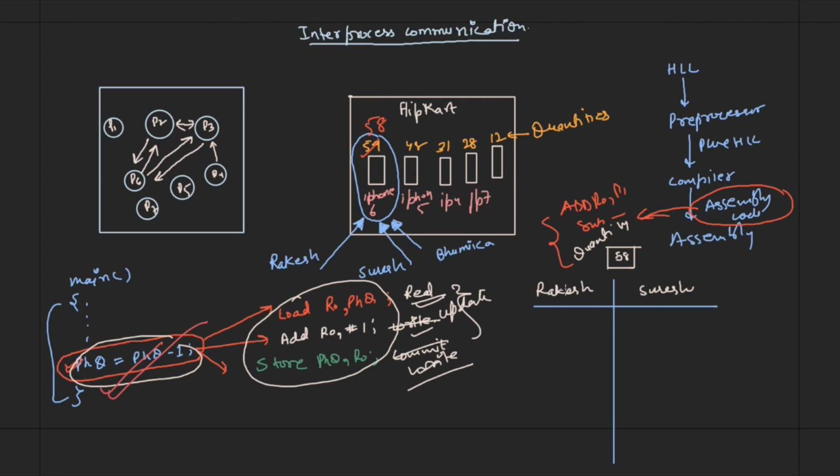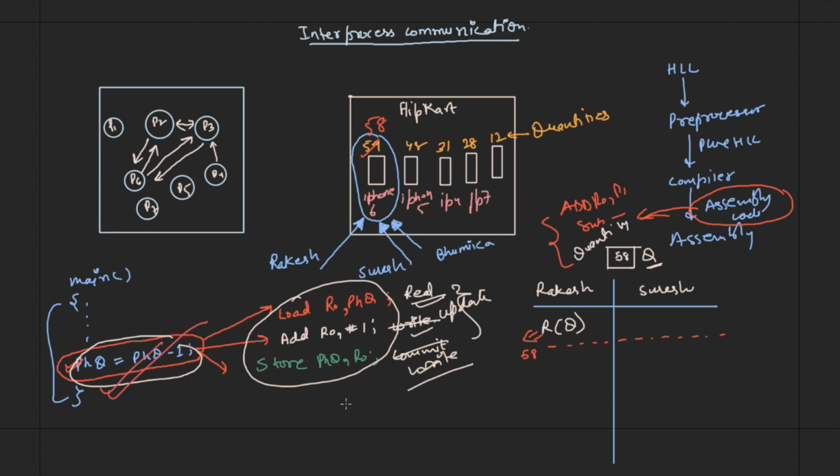So what will happen, first assume Rakesh and Suresh both came parallelly, they are working parallelly, and now Rakesh, first of all, is going to read the value of this, assume this is a variable q. So Rakesh in his variable is going to say that the quantity of the phone is 58.